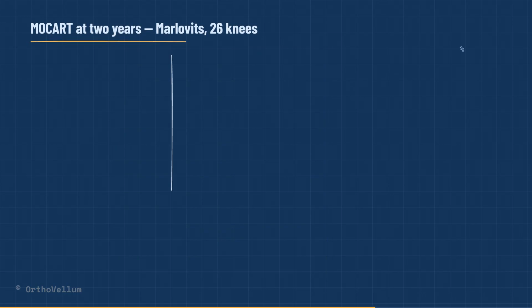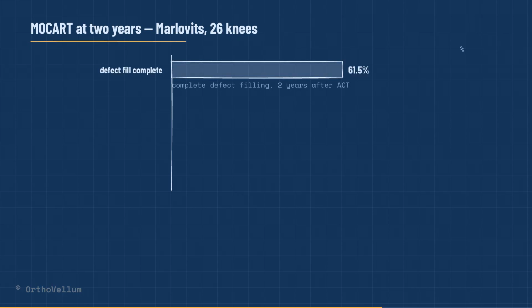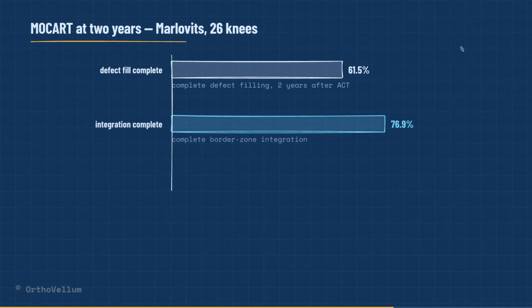Measuring repair has a standard. MOCART, magnetic resonance observation of cartilage repair tissue, refined into MOCART 2.0 on a clearer point scale. Fill, integration, surface, structure, signal, bone. Marlovits validated it on 26 knees, 2 years after autologous chondrocyte transplantation. Intraclass correlation above 0.81 for 8 of 9 variables.